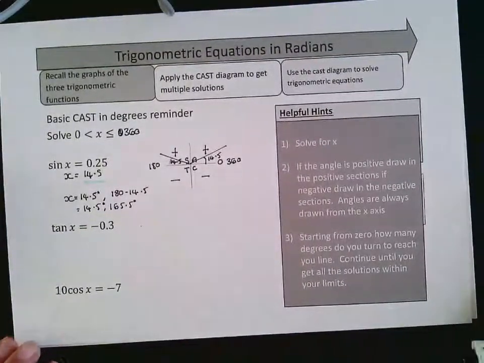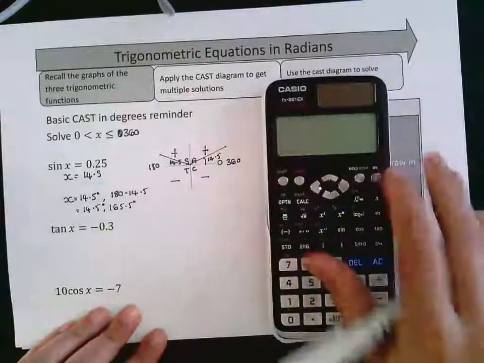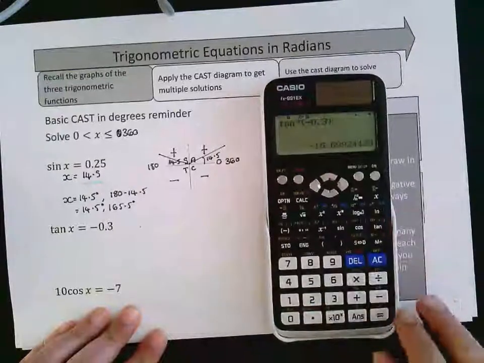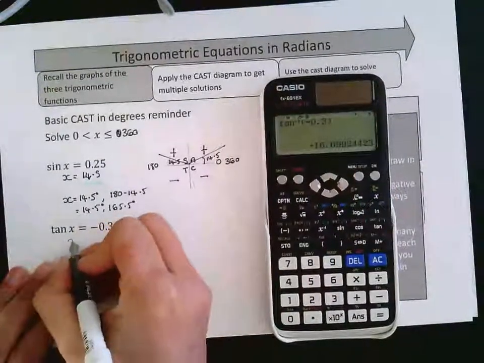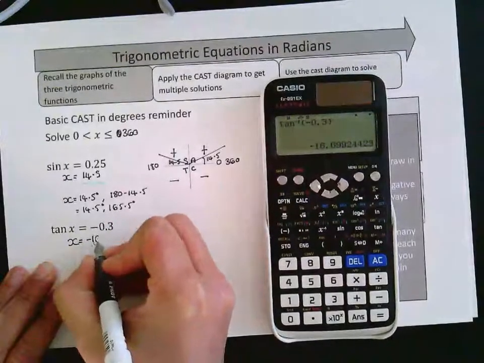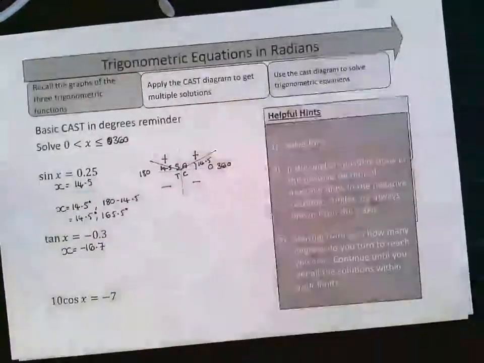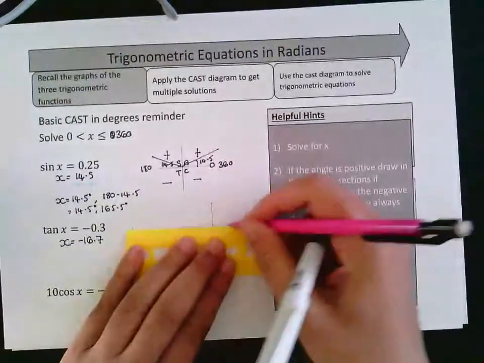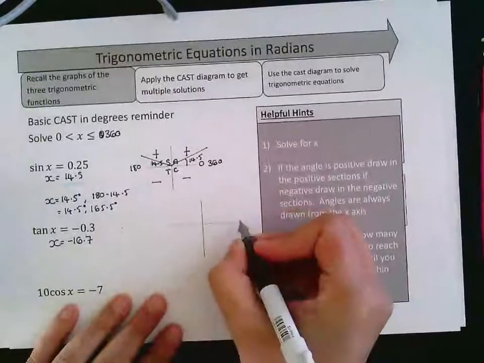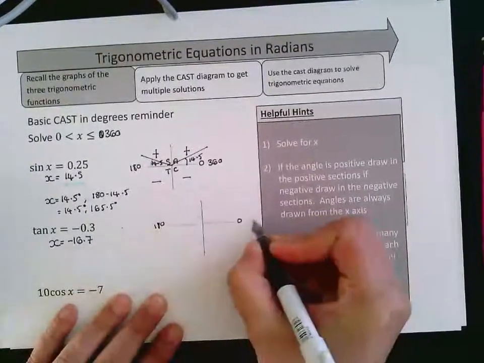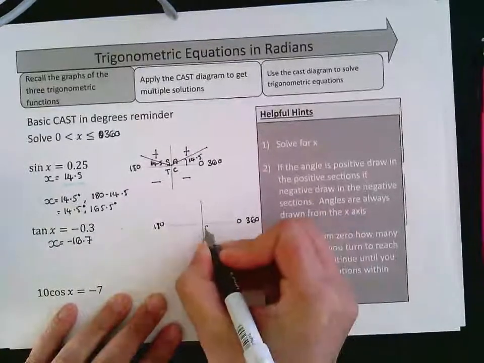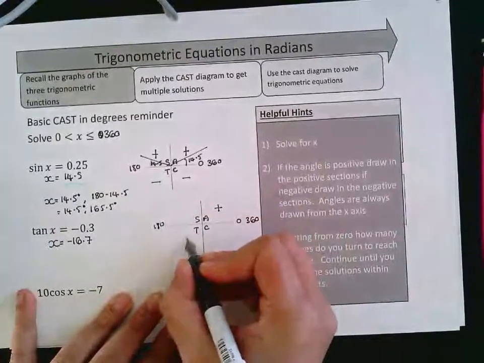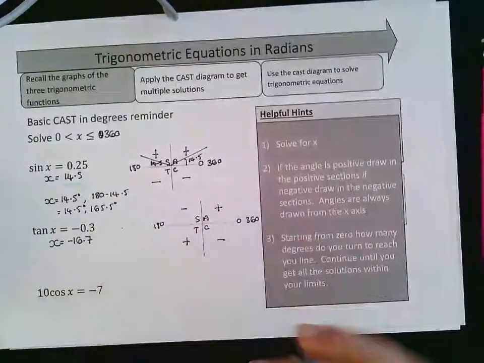All right, let's have a look at another one. Again, this is staying in degrees for this section. So the first thing I'm going to do is the inverse tan of minus 0.3. And I get a negative angle. That's not a problem because we know how to use the cast diagram. So always draw your cross, label the x-axis. Now, for tan, they're all positive in this section and tan is positive here. So these two are minus.